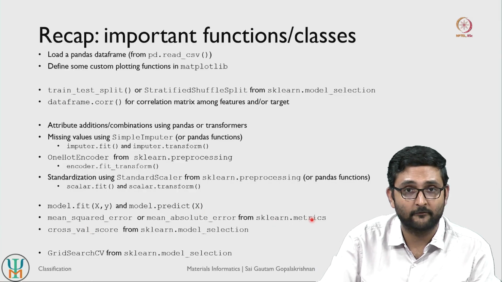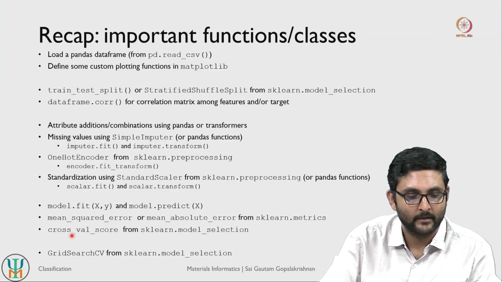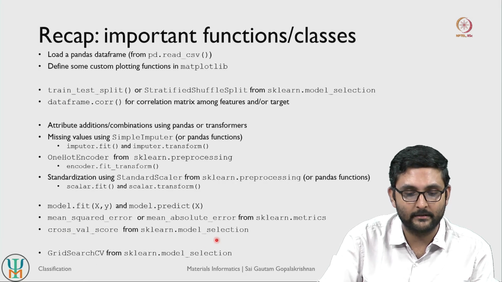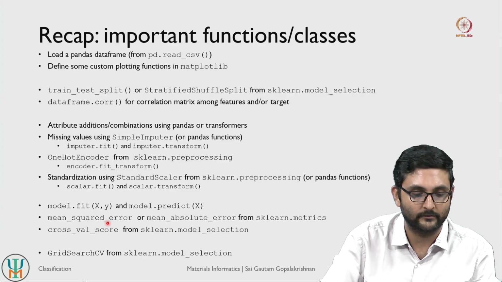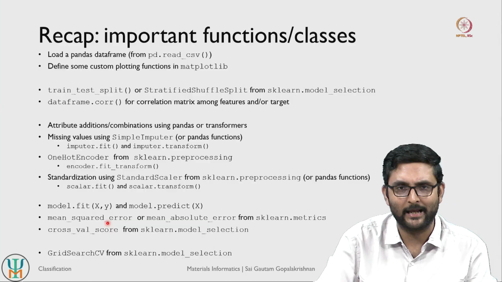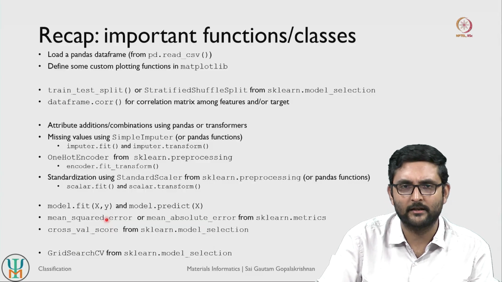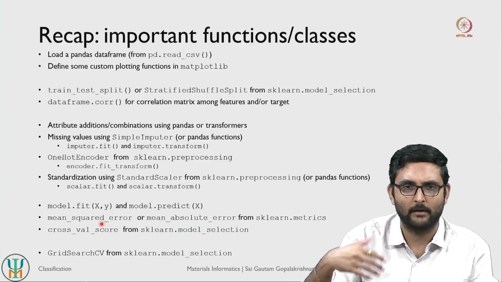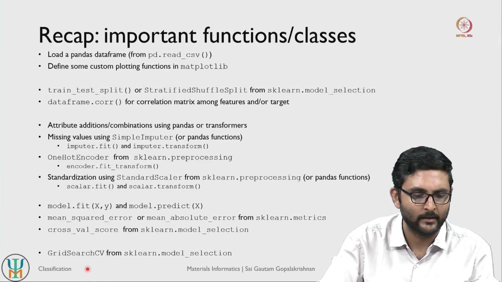And then in terms of metrics for regression, we looked at mean squared error and mean absolute error. These are again ready-made functions available within scikit-learn metrics. For performing cross validation, there is a different package called model selection within scikit-learn, from where you can take cross validation scores, and this function is quite flexible, so you can do multiple k-fold cross validation.